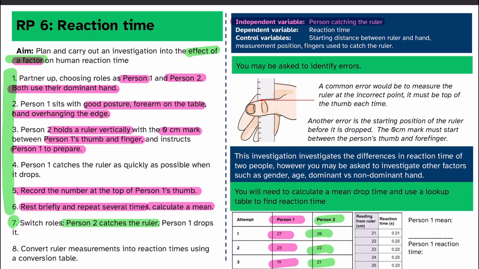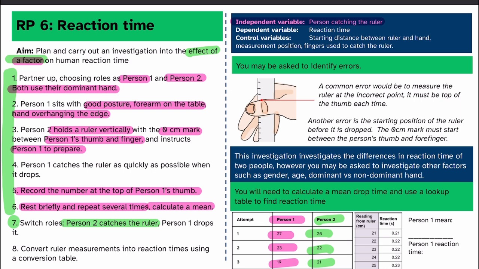But at this point here, step 7, we could have changed that for anything. So we could say switch roles, and then a person of a different gender catches the ruler. That way you're investigating gender. Or we could say switch roles, and the second person is a lot older than the first person, and then that way we're investigating age, on effect on reaction time.